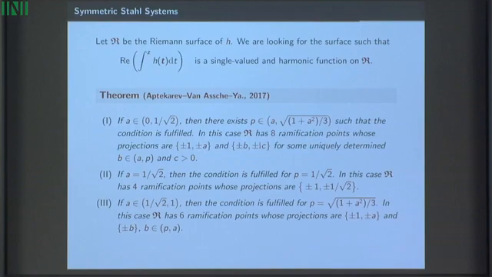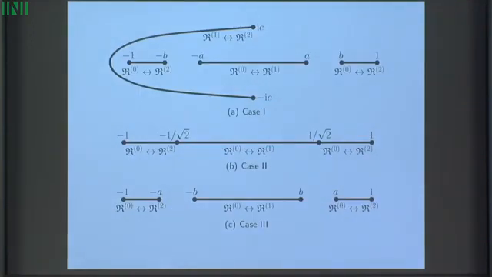Then there will be a critical case when a is equal to 1 over the square root of 2. In this case, you have only 4 ramification points. Essentially, b's and a's collapsed. And then when a is bigger than 1 over the square root of 2, up to 1, there will be 6 ramification points at plus minus a, plus minus b, but the order has changed. And I think that that picture is more explanatory than what I just said.